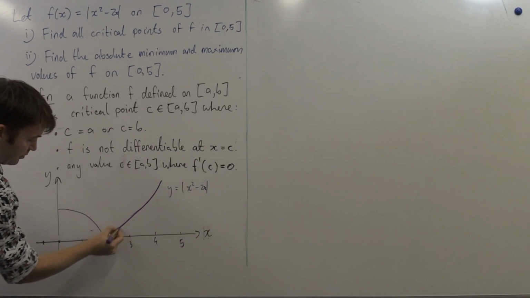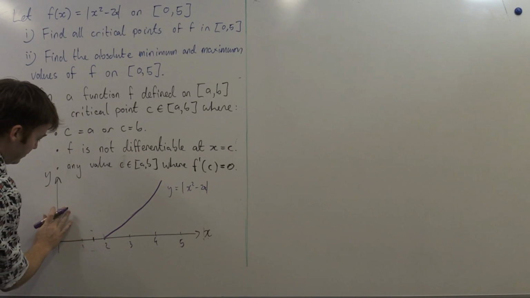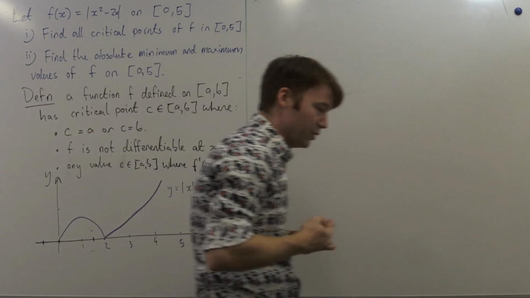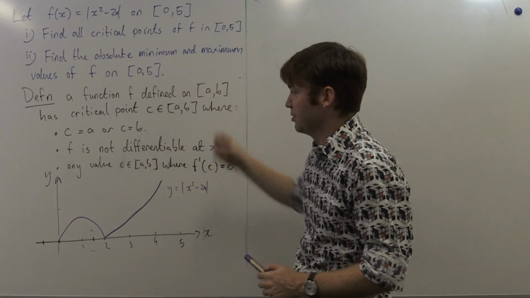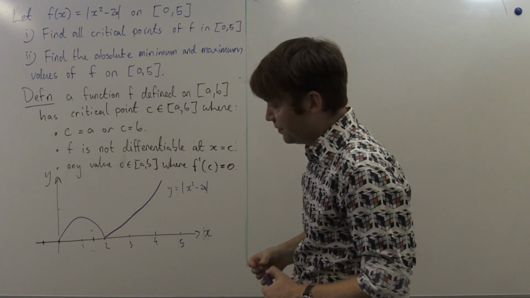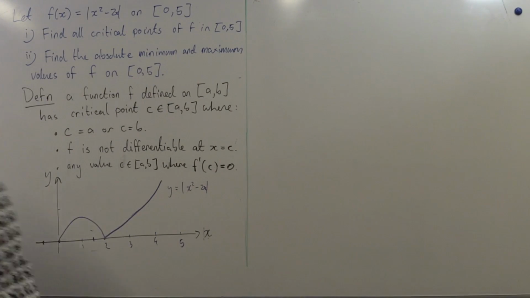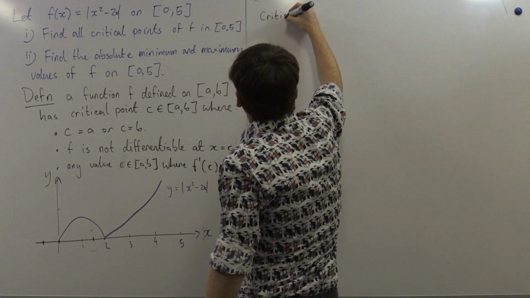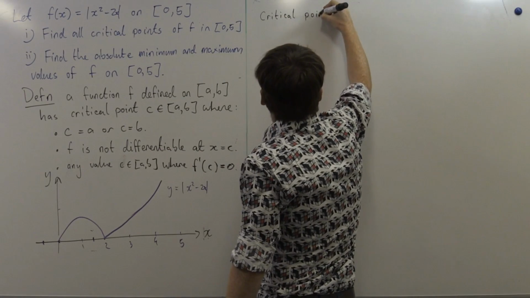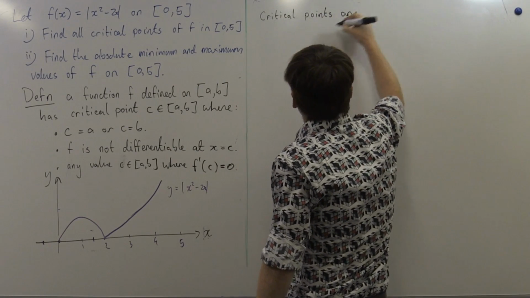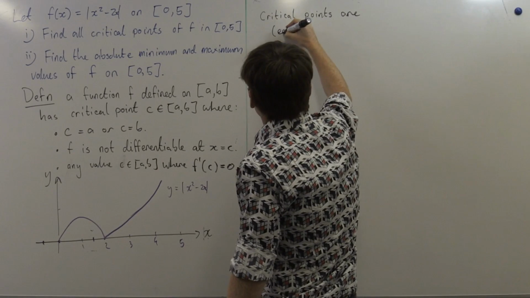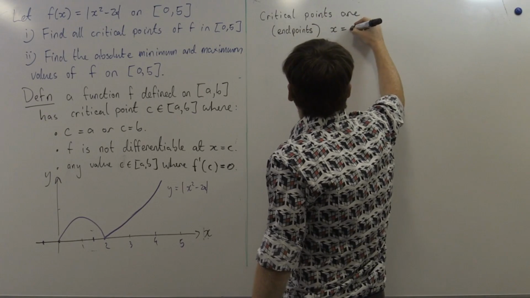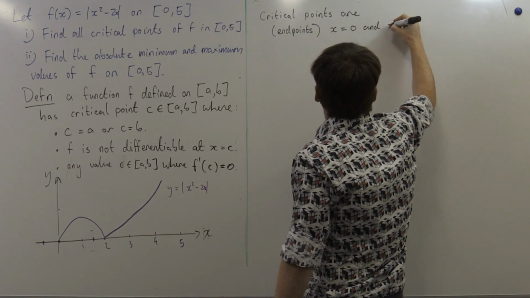So, there we are. Good. This is a more interesting question. You get the full complement of critical points this way. Good. So let's just enumerate what the critical points are. Endpoints. x is equal to 0 and x equals 5.